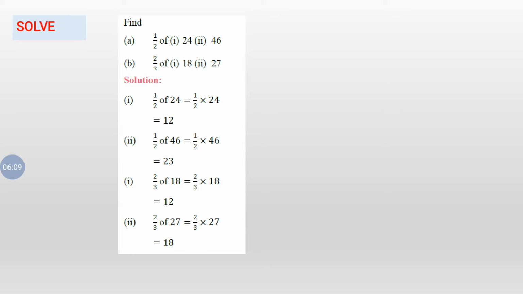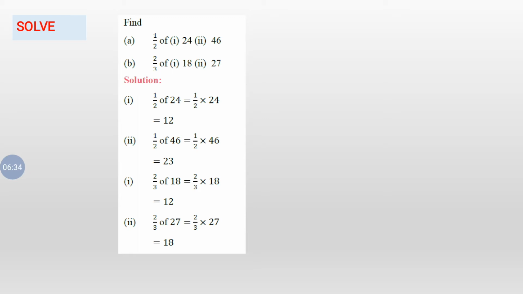2 by 3 of 18. Half meaning multiplication. So 2 by 3 into 18. So 2 multiplied by 18 is 36, and 3 multiplied by 1 is 3. So 36 divided by 3. We get the value 12.